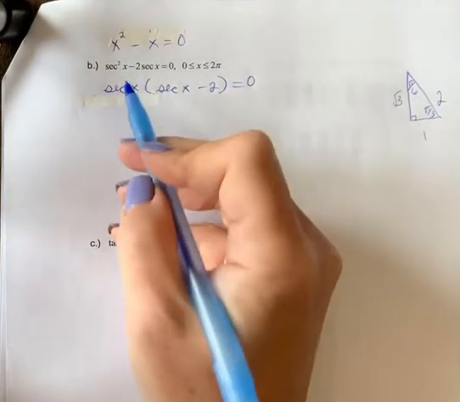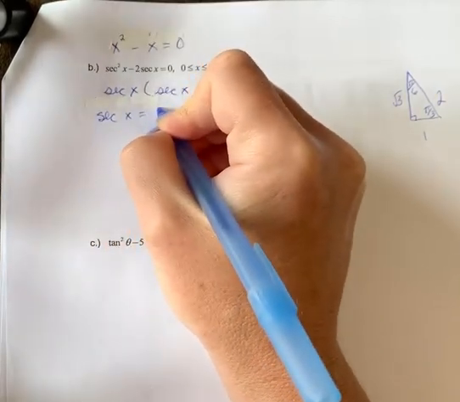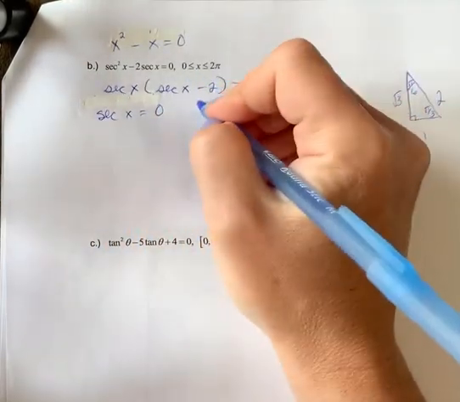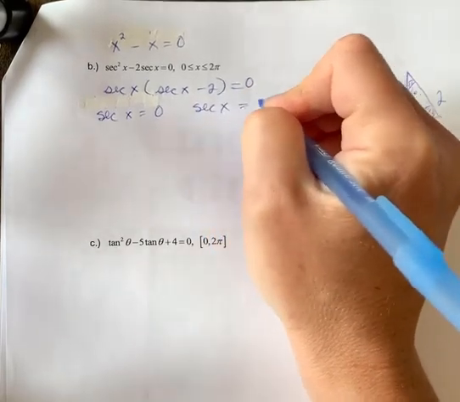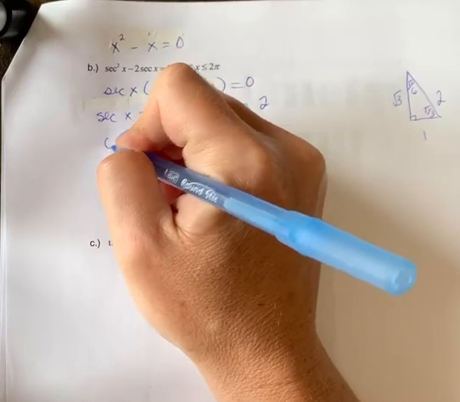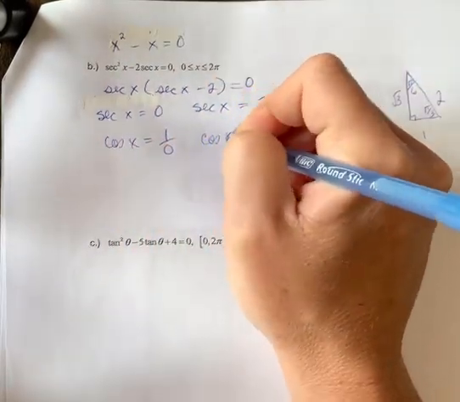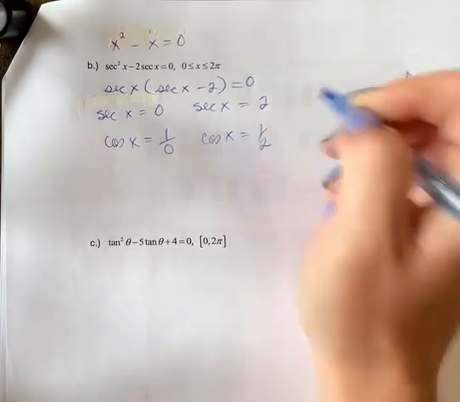Okay, so then I'm going to have secant x equals 0. And here I'm going to move the 2 over. Secant x equals 2. All right, so now I'm going to write the reciprocals. So cos x would equal 1 over 0, and cos x would equal 1 over 2.